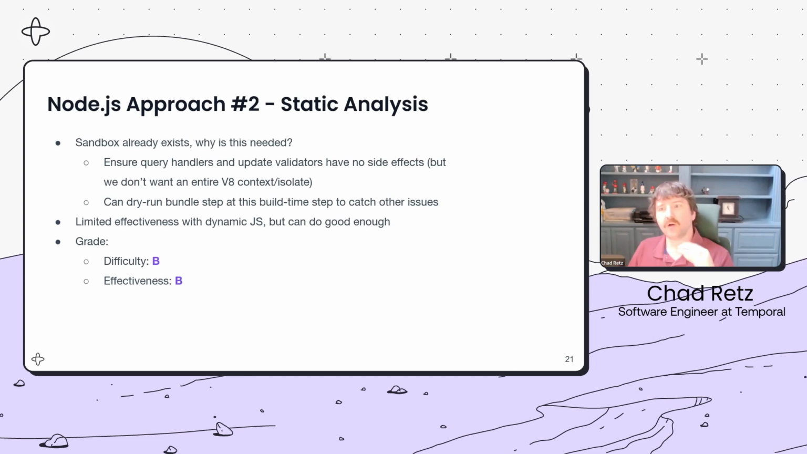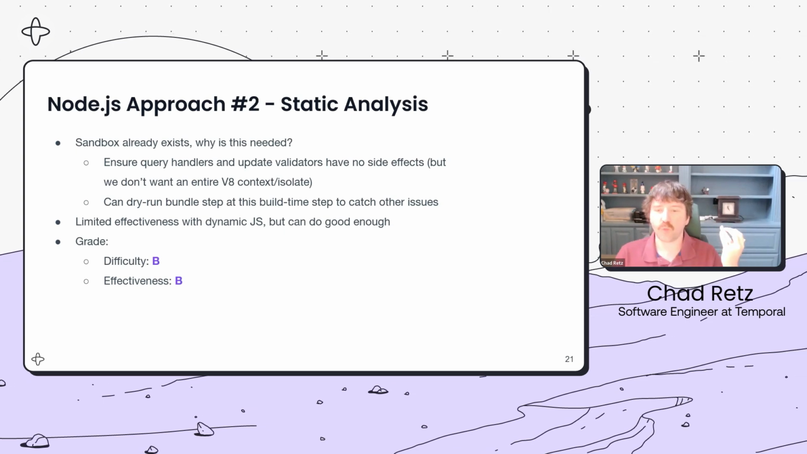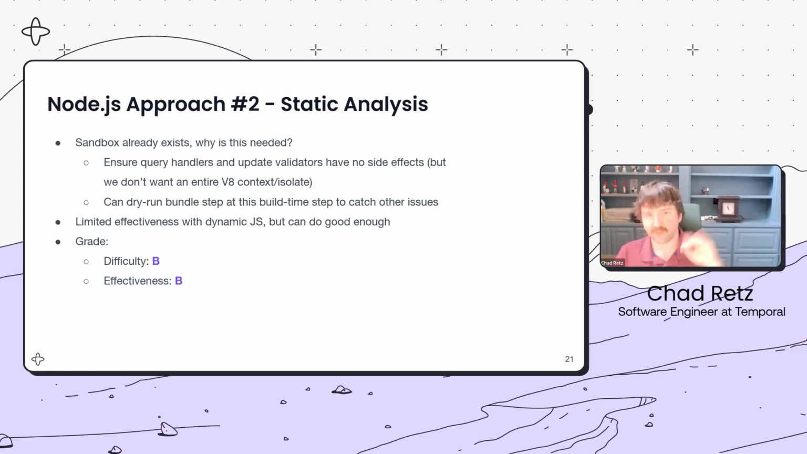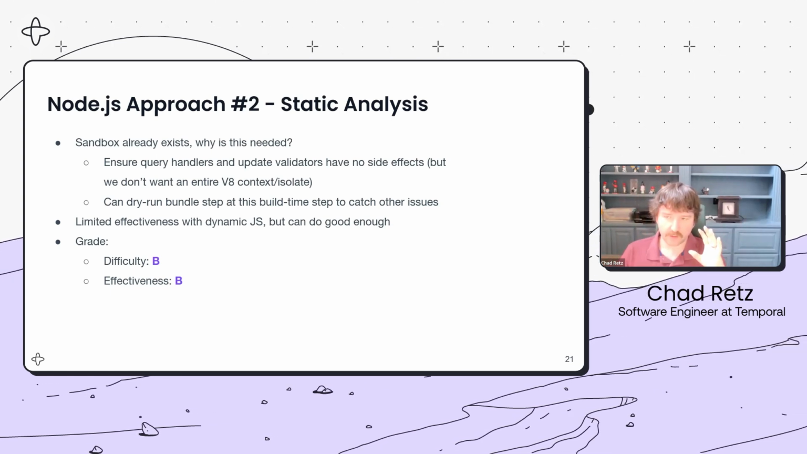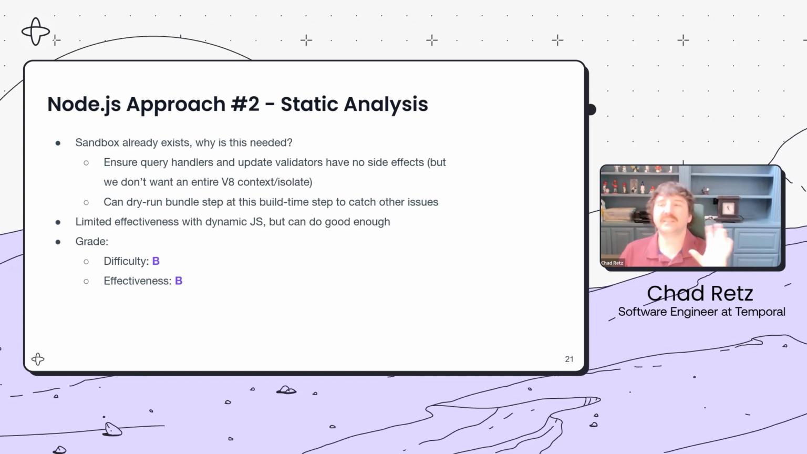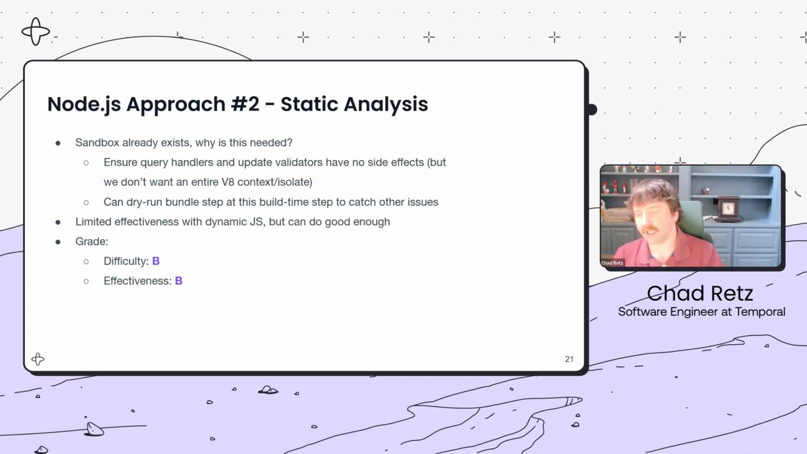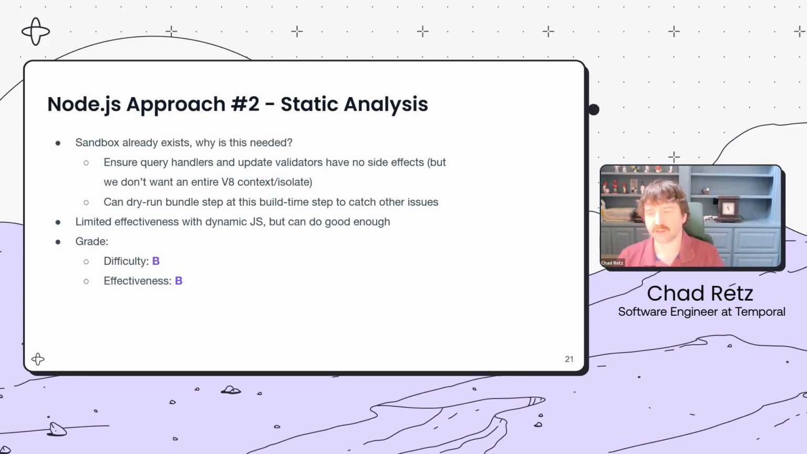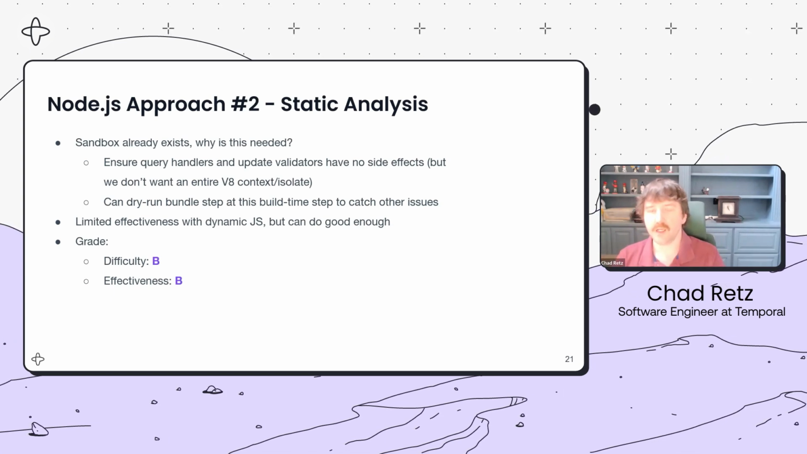We require queries and workflow update validators. Update's a new thing coming out. It's gonna be awesome. We require queries and update validators to be side effect free. And that's where a static analyzer can help. We aren't really going to isolate those in separate V8 contexts because it's just unreasonable for how frequently they run.